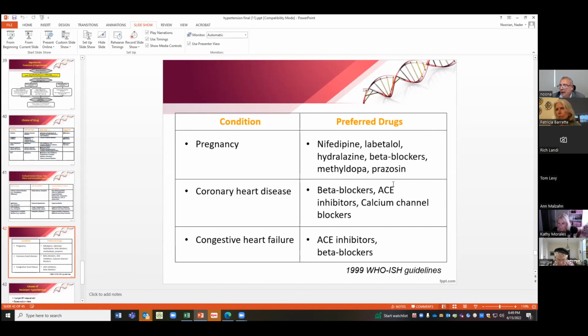They're also recommended to have an ACE or an ARB on board, like Lotensin or losartan or valsartan. Those are going to be the same thing. Congestive heart failure, in addition to controlling the blood pressure, also requires an ACE and a beta blocker. They must have these things. Okay, so when you go to your cardiologist, they're not just picking drugs randomly. There's definitely a reason beyond that.